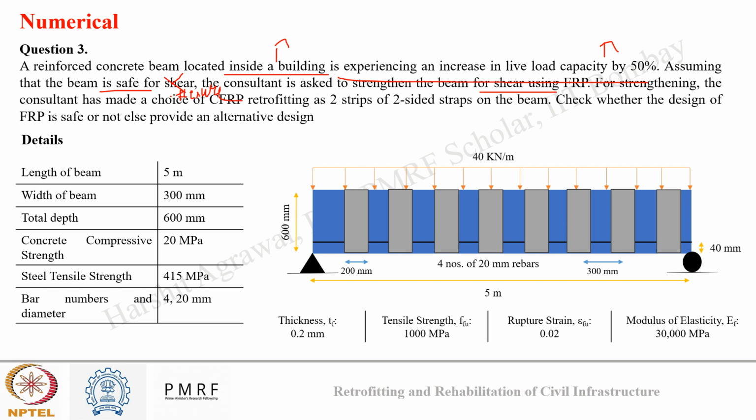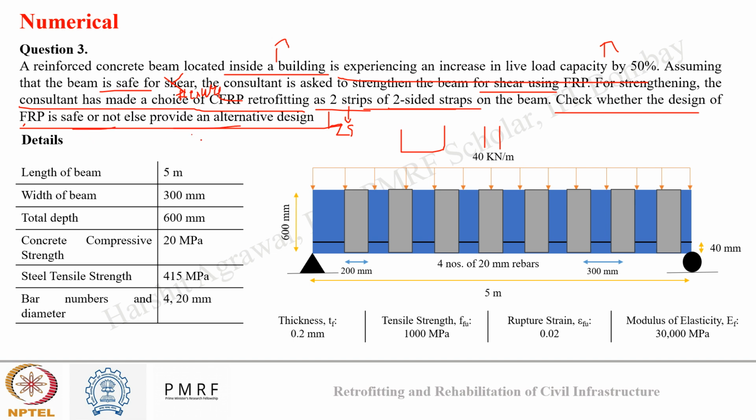For strengthening, the consultant has made the choice of CFRP retrofitting as two strips of two-sided straps. So instead of a U strap, there is just a two-sided strap that the consultant has initially chosen. Check whether the design of the FRP chosen by the consultant is safe or not for the incremented load, and if it is not safe, provide an alternative design.